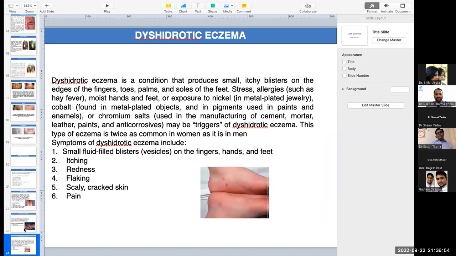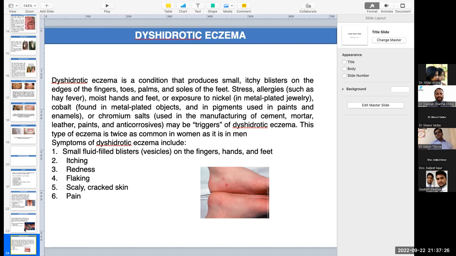Dyshidrotic eczema is a condition that produces small itchy blisters on the edges of the fingers, toes, palms, and soles of the feet. Stress, allergies such as hay fever, moist hands and feet, or exposure to nickel, cobalt, or chromium salt may be triggers of dyshidrotic eczema. This type of eczema is twice as common in women as it is in men.